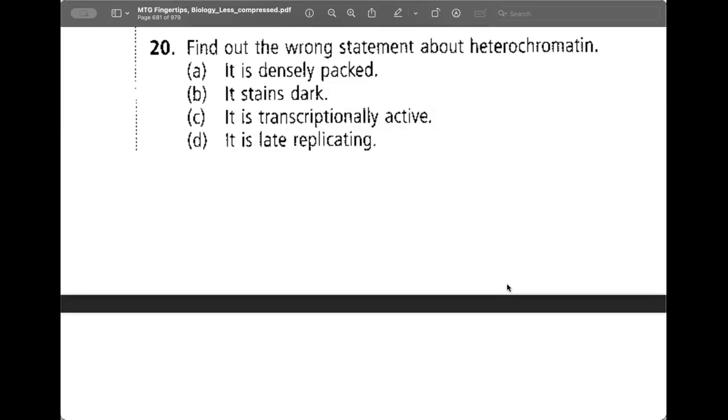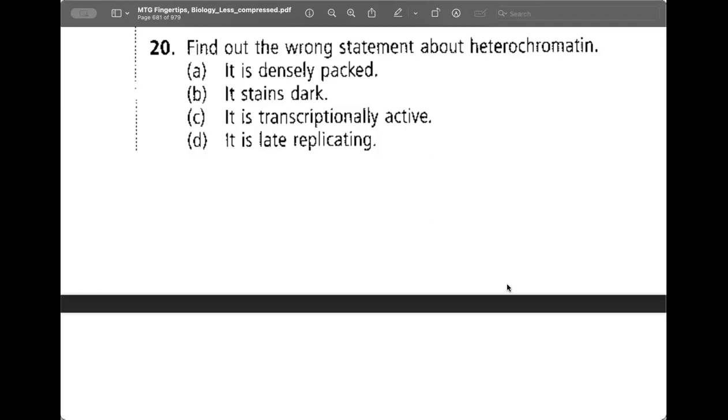Find out the wrong statement. You're right, actually. It is transcriptionally inactive. So heterochromatins are transcriptionally inactive. So C is the right option because it is the wrong statement about heterochromatins. And the last one, it is late replicating. What does it mean?